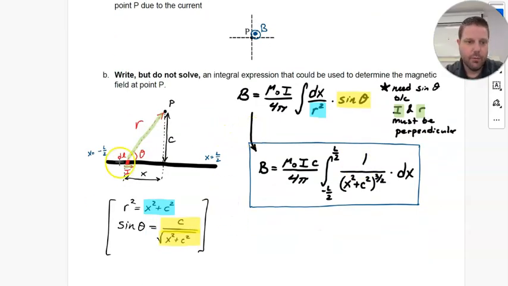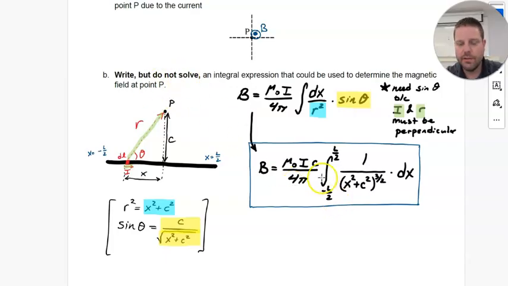And we can set this up the same way. Let's look at what the R would be. We can try and define that R using the spatial dimensions, x, c, and little r to define R. And then we can also look at the component sine theta as well. And define that in terms of the givens. And the problem is that this is just a kind of a tough integral for us to do by hand. So this says write but do not solve it.